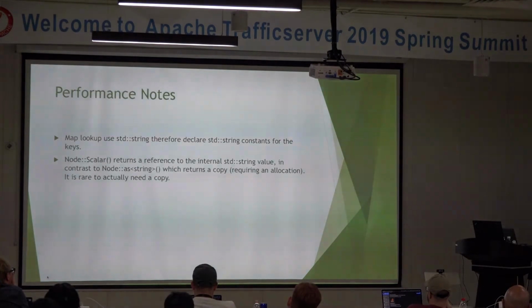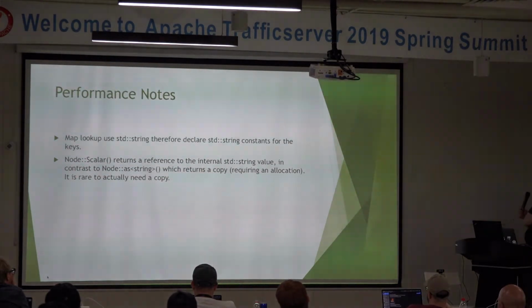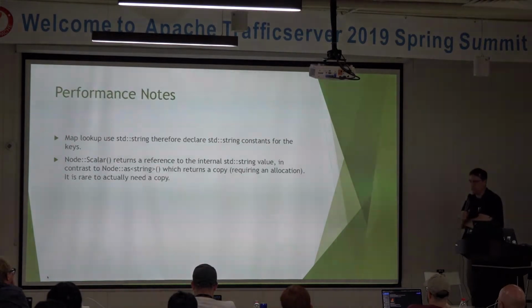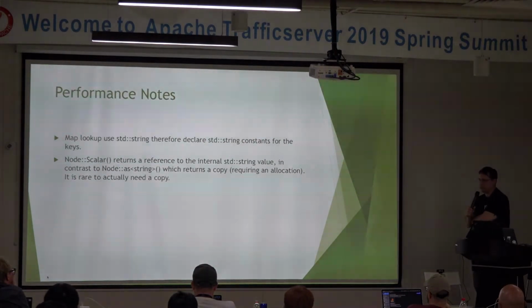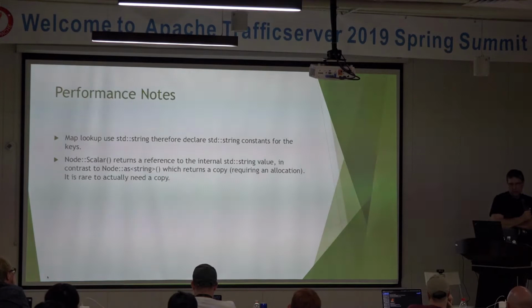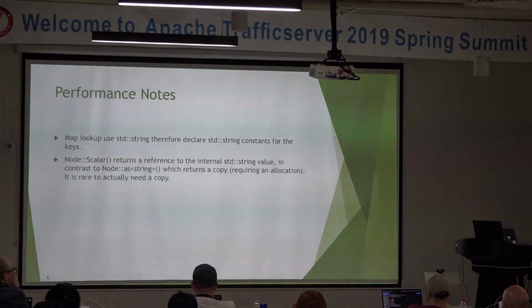When you're doing lookups on objects or maps, it takes a constref standard string. So if you pass in a literal, it'll construct the standard string. So if you're doing constants, do not declare them as string views or text views. Declare them as strings. And I don't use the as string at all because that constructs a string and returns it by value. But scalar returns a reference to the string in the node.